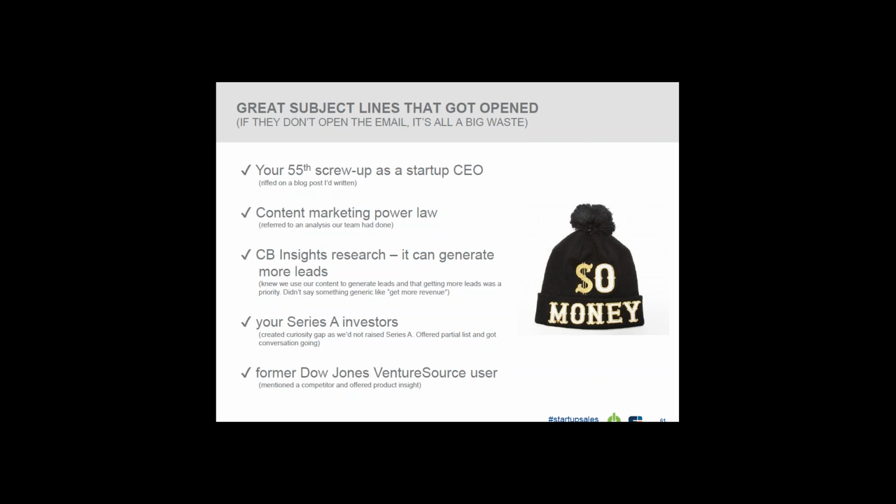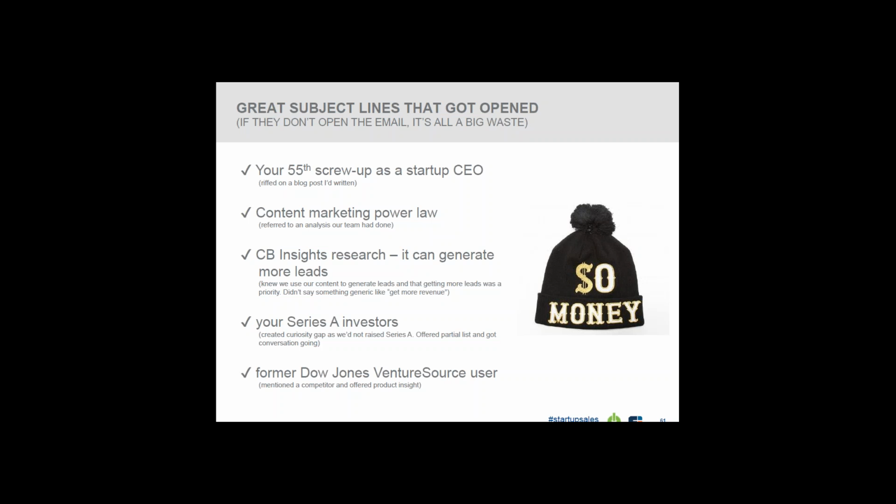The fourth one, somebody wrote your Series A investors. Again, probably a good curiosity gap title. We hadn't raised the Series A, so I was like, hey, what is this? Who's this? What's this person up to? So I opened it. There were actually some recommendations for investors in there. I thought that was valuable.